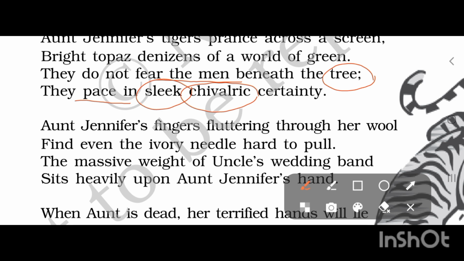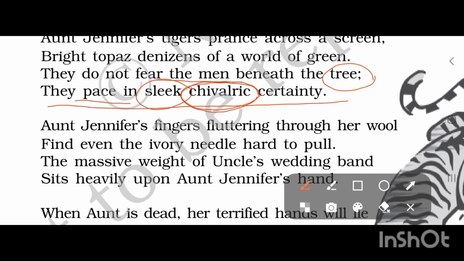If you know this, I hope the chivalric word was used for the knights in olden times, especially for the soldiers. So here the tigers are also described nicely in this line. Tigers are personified. Yes, according to the aunt, tigers are fearless and moving ahead with great chivalric, means what? Great courage. So I hope, dear students, the first stanza is clear. Now moving to the next one. Second stanza.